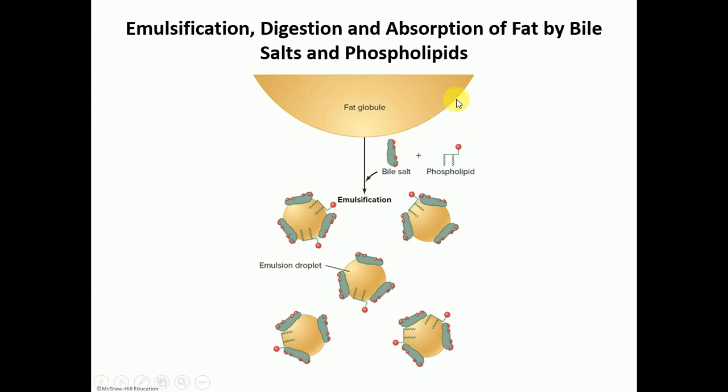You have the fat globule that is in the intestine or that we ate, and we want to digest it. In order to do so, we have to emulsify it into smaller emulsion or smaller fat droplets. We emulsify them by the action of bile salt and phospholipid. So these bile salt and phospholipid are going to break down your fat globule into smaller emulsion droplets. We have not digested these fat droplets yet.